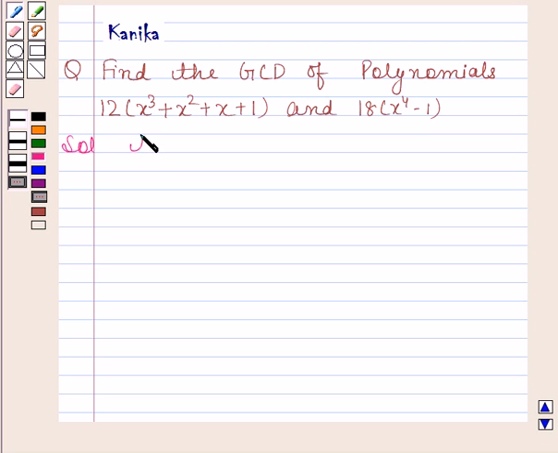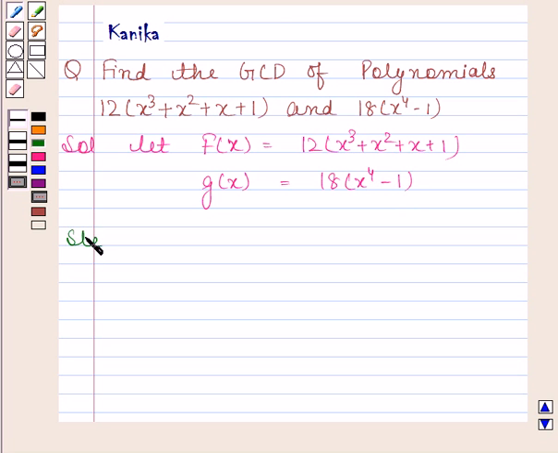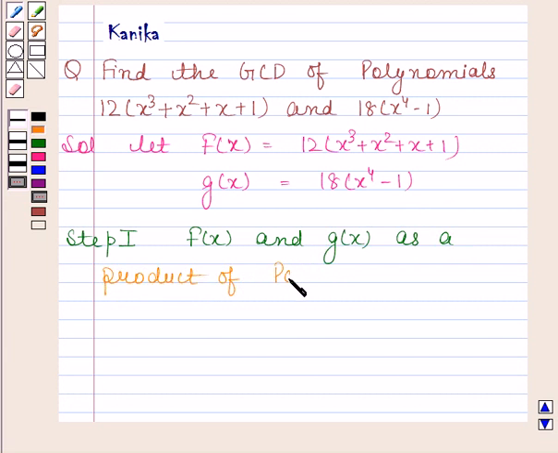Let f(x) is equal to 12 into x cube plus x square plus x plus 1 and g(x) is equal to 18 into x to the power 4 minus 1. Now in the first step we will write f(x) and g(x) as product of powers of irreducible factors.